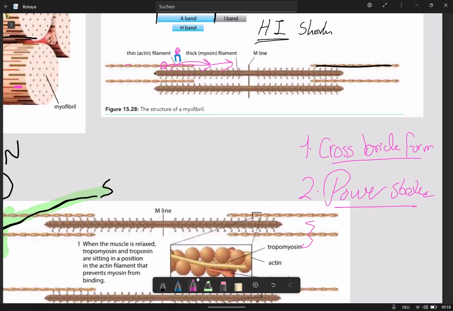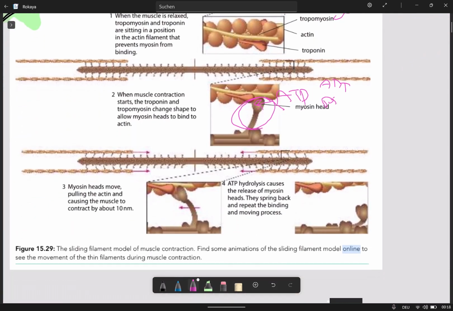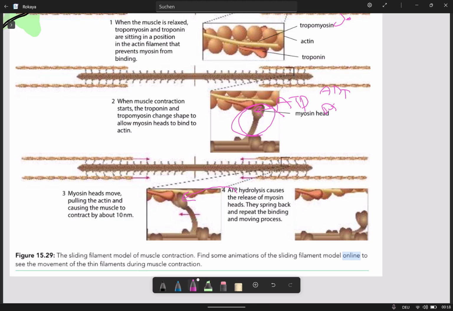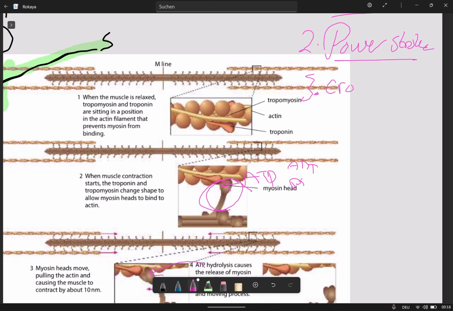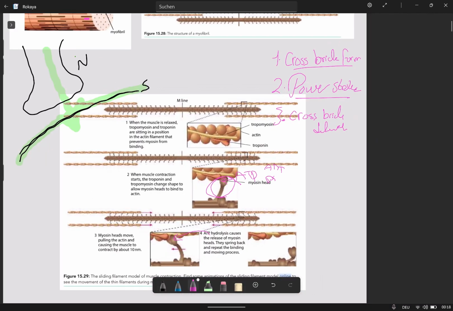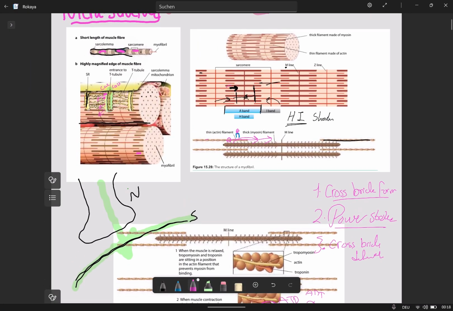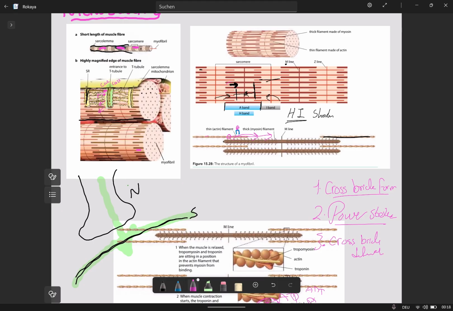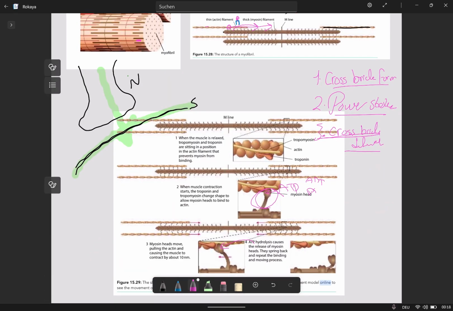Now after the ADP gets released, a new ATP will come and bind. When this ATP comes and binds, it will cause a temporary detachment. This is called the cross bridge detachment. This causes the myosin head to move backwards. This does not mean that the muscle relaxed. This is a misconception. No, this still happens while the muscle is contracted. This is why the shake keeps happening, because the muscle keeps power stroking and detaching, power stroking and detaching. And then again, the ATP will get broken down and we will start over the cycle again. So that's why it's called a cross bridge cycle.